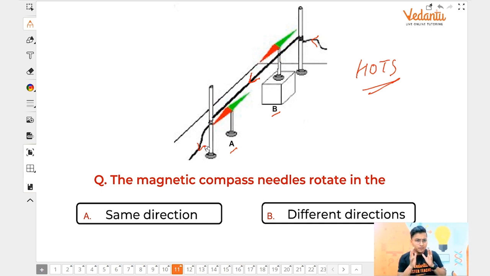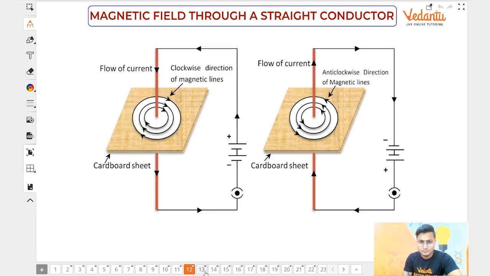Many of you might be critically thinking about this question, correct? That's why it is a higher order thinking skills question. To get the answer to this question, let me take you through a journey. We'll come back to this question exactly after 5 minutes and you will be able to do this question like that and many more similar questions. I'll give you that also. So moving forward, let's try to understand what happens through a straight conductor when we pass electricity.